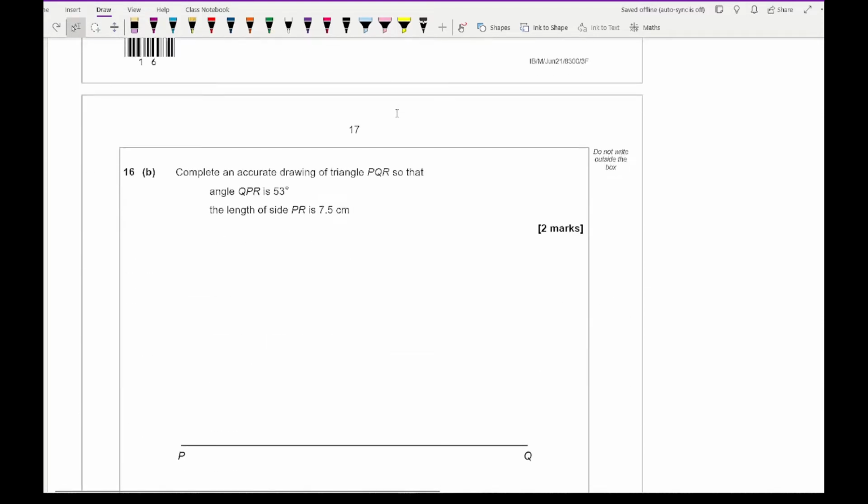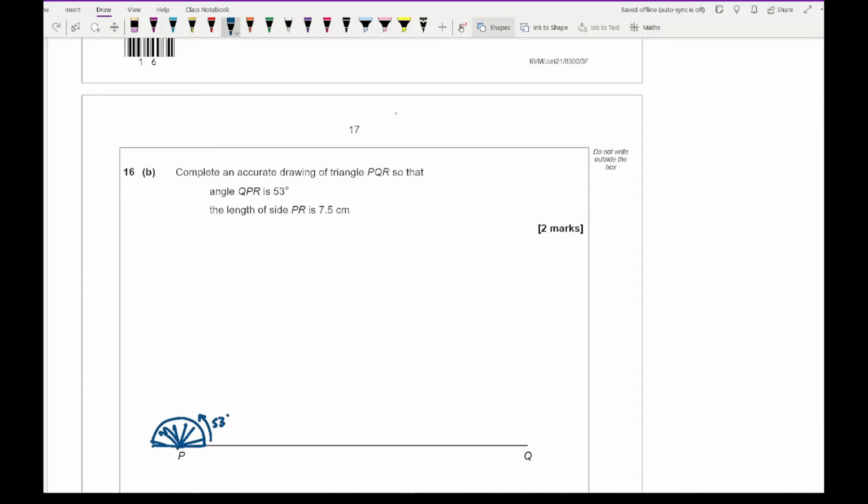Then for question 16b, it says complete an accurate drawing of the triangle PQR so that the angle of QPR is 53 and the length of the side PR is 7.5 centimeters. Now again, this is going to be incredibly difficult to do on the computer, but what you need to do first is set your protractor so that the center of it is on P, and what you then want to do is using the numbers starting at 0, you want to climb up to 53 degrees.